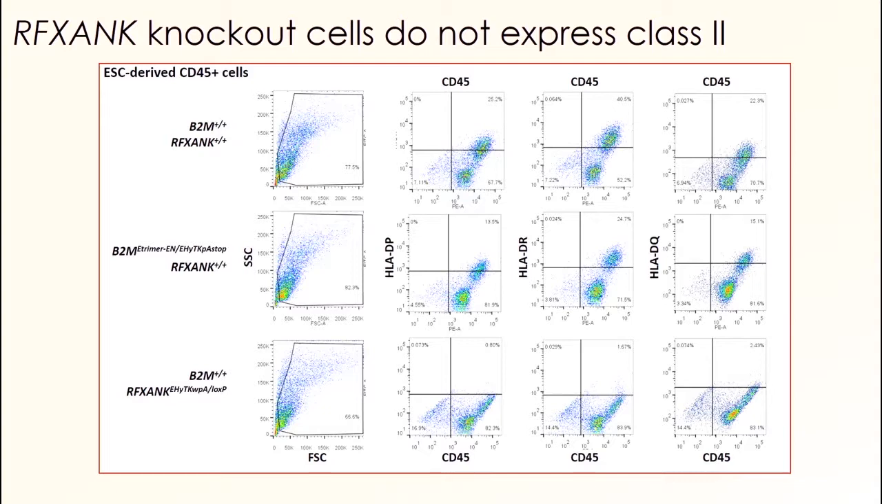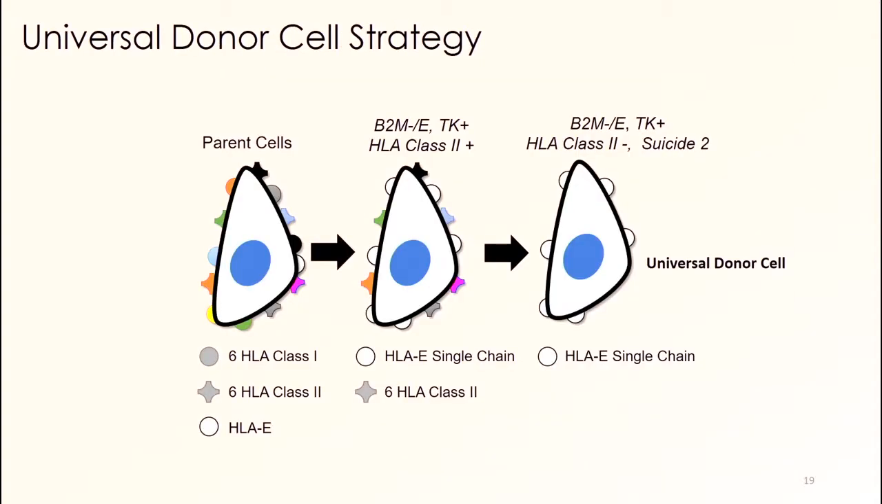And there's no missing cell phenomenon for class II. We don't have to worry that they'll be destroyed because they're class II negative. So we just have to eliminate it altogether. And this summarizes in a simple way what we're trying to do. The parental cells can express 6 polymorphic class 1s, 6 polymorphic class 2s, as well as HLA-E. This is a wild-type human cell. We can deal with class 1 by making the beta-2 knockout and an HLA-E knock-in to get cells that only express HLA-E or class 2.